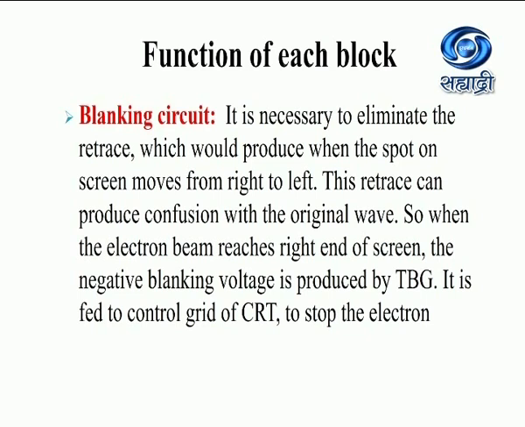So when the electron beam reaches the right end of the screen, the negative blanking voltage is produced by the time-based generator and it is fed to the control grid of the CRT to stop the electron beam. So it will remove the retrace which is produced by the horizontal amplifier. That's why this blanking circuit is also important in the CRO.